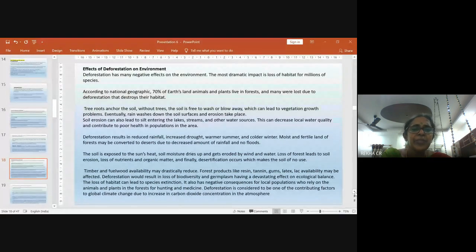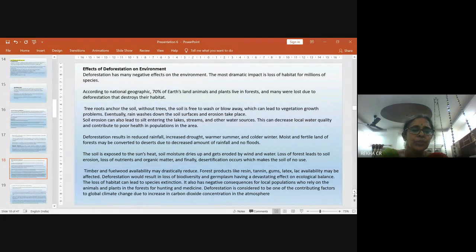So the effects of deforestation on environment. Deforestation has a number of negative effects on the environment. The most dramatic impact is the loss of habitat for a number of species. So we are losing the biodiversity. According to National Geographic, 70% of the Earth's land animals and plants live in forests, and they are lost due to deforestation, as that destroys their habitat.